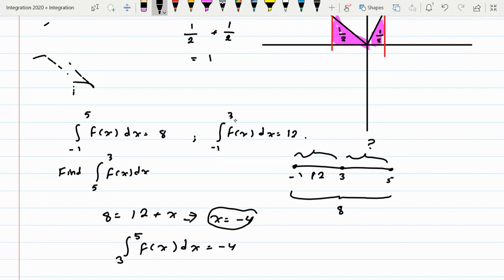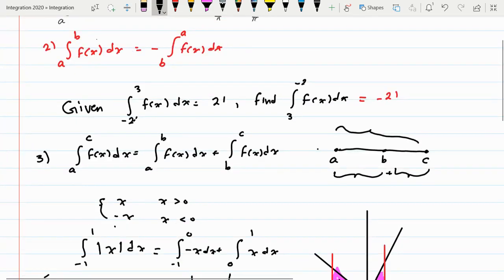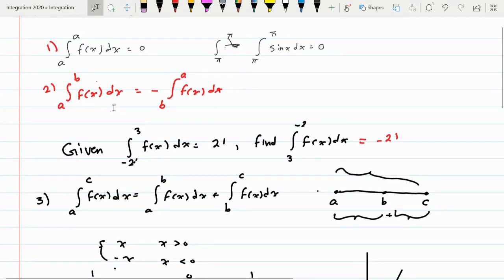But I'm not asking for this one. My question is asking me to find the integral from 5 to 3. Back to the second property, the integral from 5 to 3 of f of x dx equals, if this one is negative 4, that one must be a positive 4. And yes, I'm talking about the second property in this case.